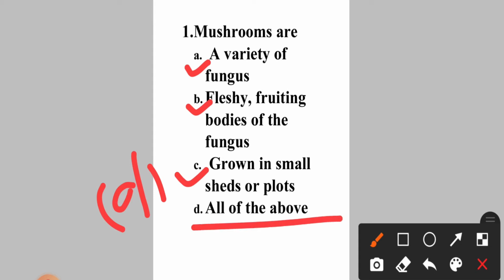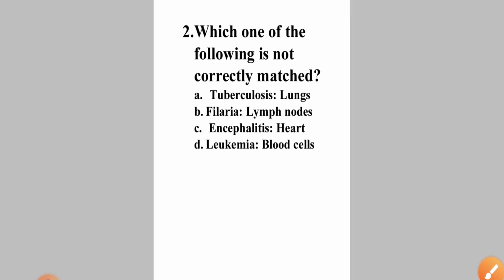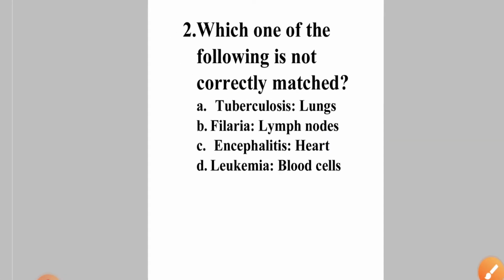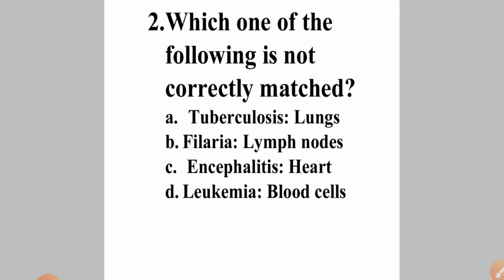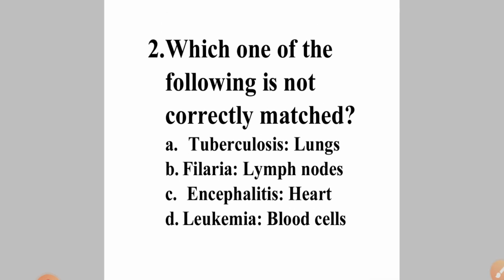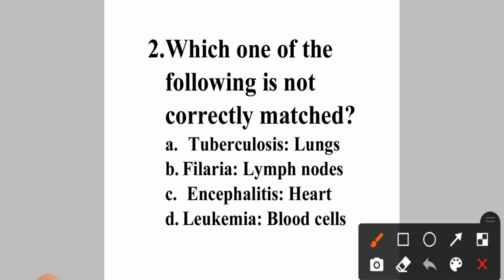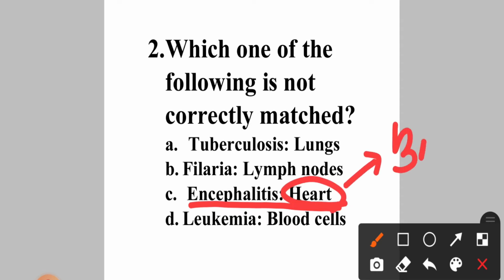Now come to question number 2. Which one of the following is not correctly matched? A, tuberculosis, lungs, B, filaria, lymph nodes, C, encephalitis, heart, D, leukemia, blood cells. Okay, so encephalitis affects the brain, not the heart. So the incorrectly matched pair is option C.